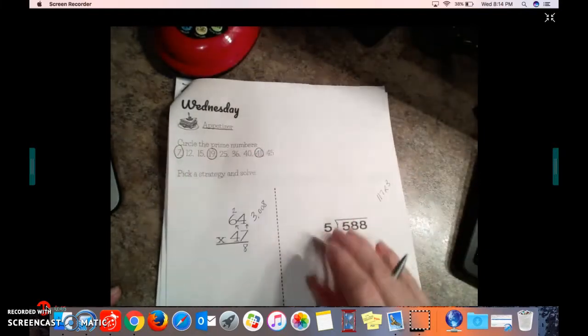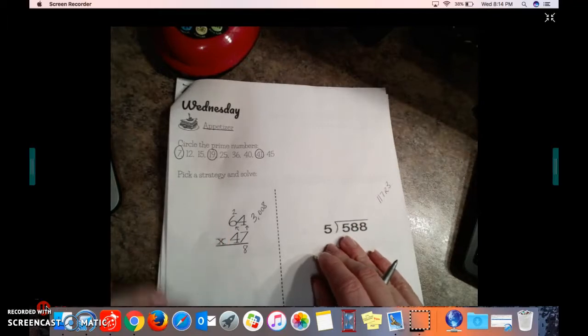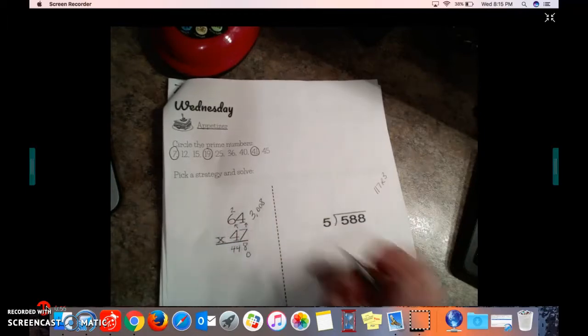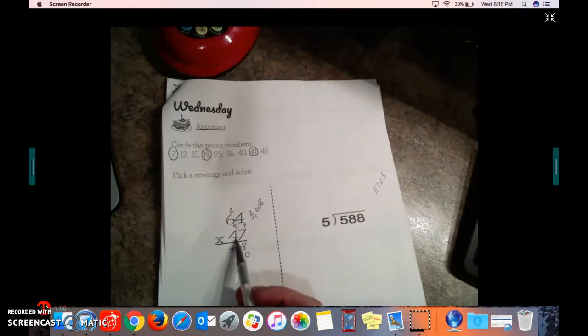Our first step is going to be 4 times 7. 4 times 7 is 28. My 8 goes down, my 2 goes up. 7 times 6 is 42, plus 2 more is 44. The entire 44 goes below the line because I have no more neighbors to regroup to. My next step is to put my placeholder 0. And then I'm ready to start multiplying by the 4 that's in the tens place.